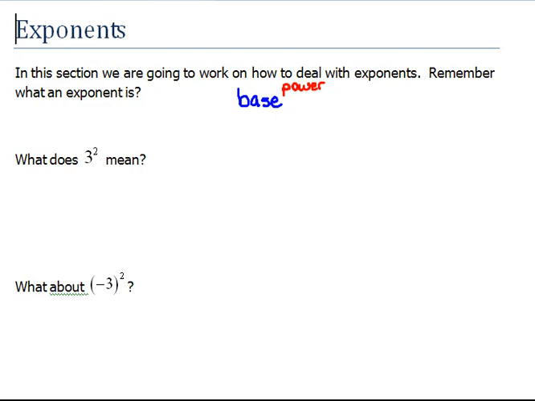Now, just a quick review of how exponents work. We have this that says, what does 3 squared mean? And not just popping it off the top of your head, but really think about what it means to square something. That means that we take it times itself, 2 times. So 3 squared literally means 3 times 3, which we would know to be 9.